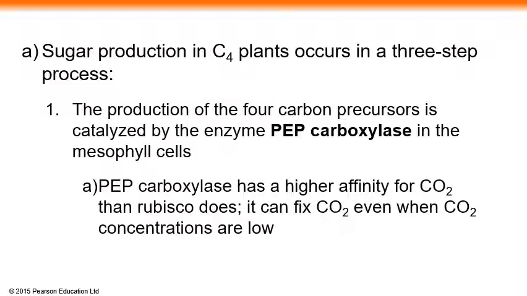So to the PEP carboxylase enzyme, C3 and CO2 bind. Then that enzyme converts them into C4. That's why we call them C4 plants. PEP carboxylase has a higher affinity for CO2 than the Rubisco enzyme does. It can fix CO2 even when CO2 concentrations are low.